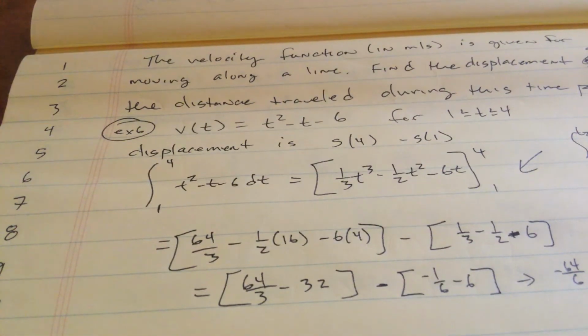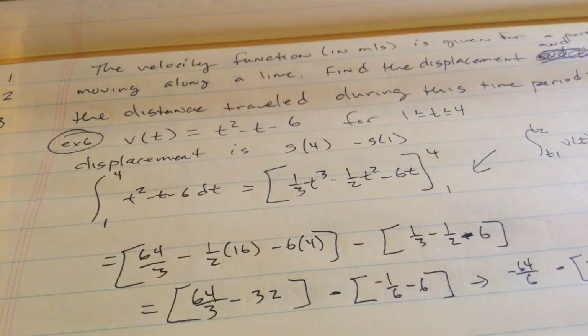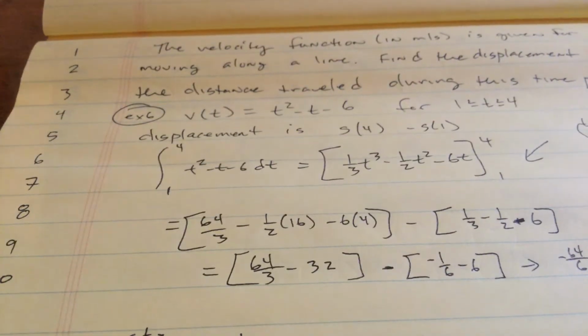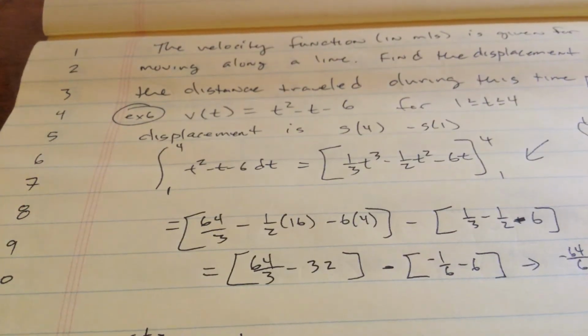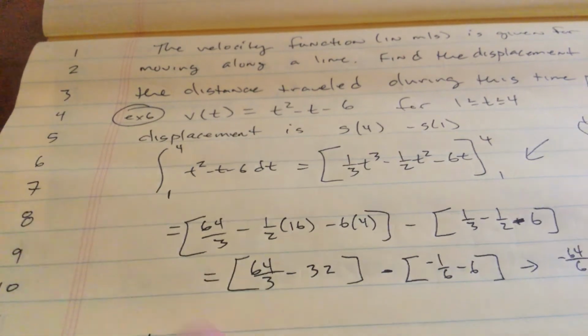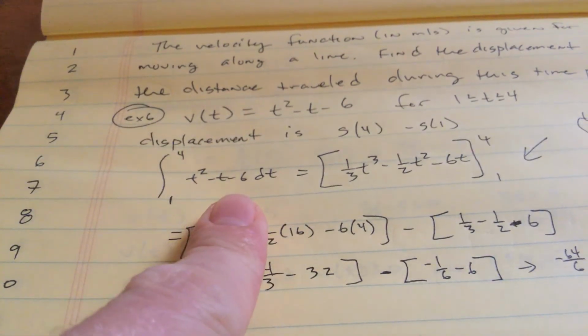There's the velocity function, and the time period is 1 to 4 for t. Displacement is s of 4 minus s of 1. It's s of b minus s of a. And to find the displacement function, you just integrate velocity there. Find the antiderivative of velocity. The bounds are 1 to 4, so I'm going to do that. T squared minus t minus 6.